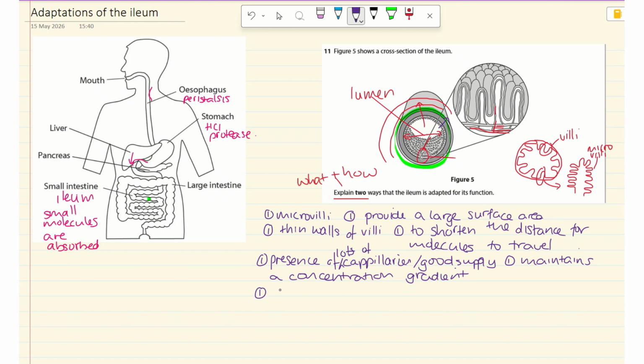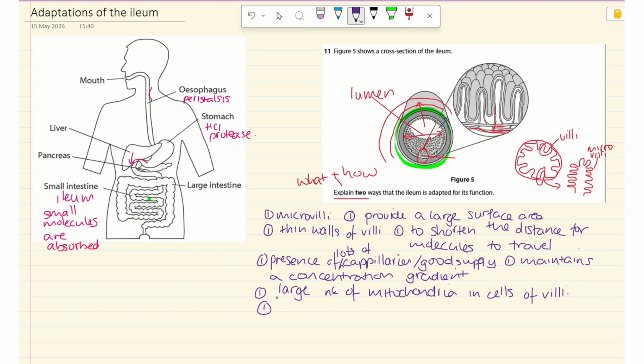We can also say that there is lots and lots of mitochondria, of which there is. Okay? Because there's quite a little bit of active transport going on here as well. So we can say large number of mitochondria. That would have gotten you 1 mark. But you've got to say in the cells of villi. Be specific. Okay? Say where they are. And why is that a good idea? So we can increase the rate of active transport.